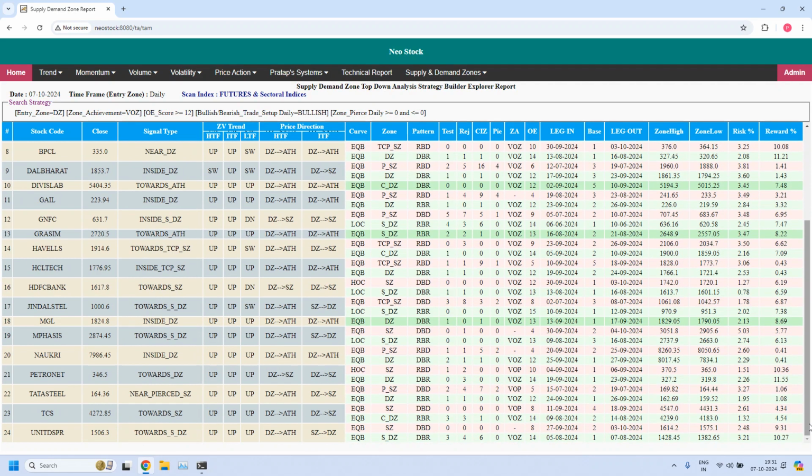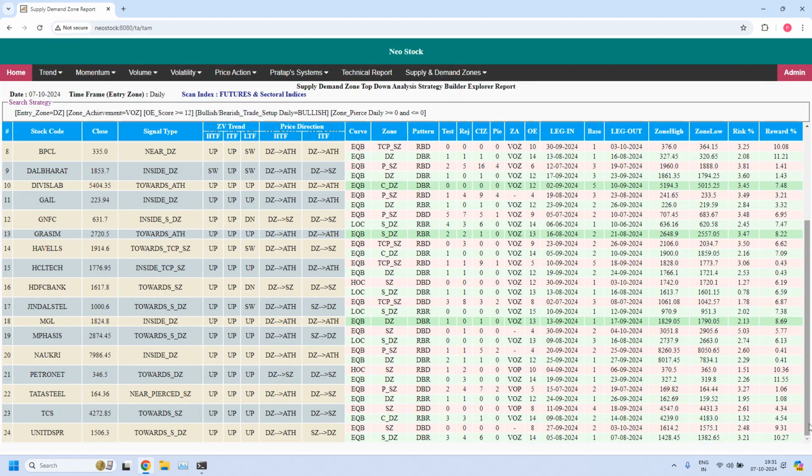So total 24 stocks are filtered. All these 24 stocks are supporting bullish trade setup for monthly income trade. To increase the probability of success, let's verify how many of these stocks have ITF confluence.